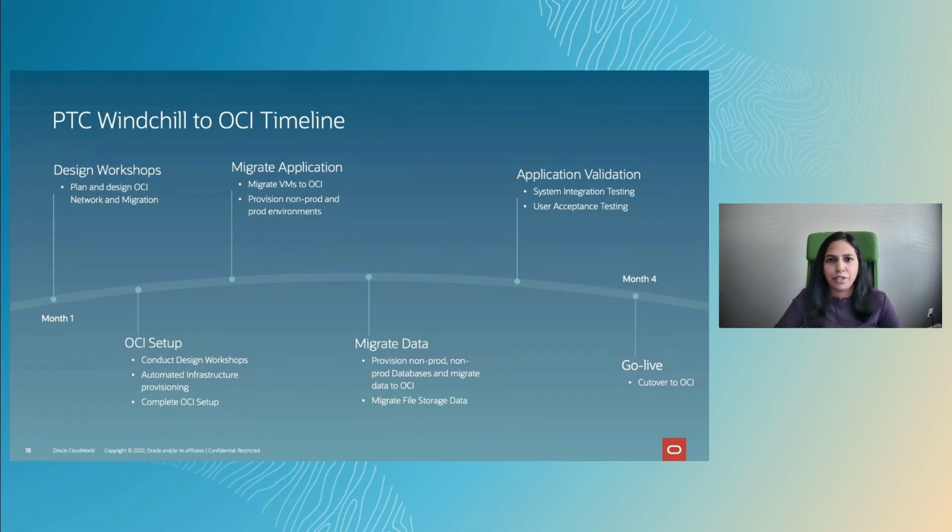We have tooling available that automates the migration of the application tier, which is usually VMs, and also the data tier, which is databases, as well as the files on a file system. Once that is done, we go into reconfiguring the application. The application goes through a testing cycle, which is usually integration testing and user acceptance testing. And then we finally work with the customer to help plan their cutover and help them go live on OCI.